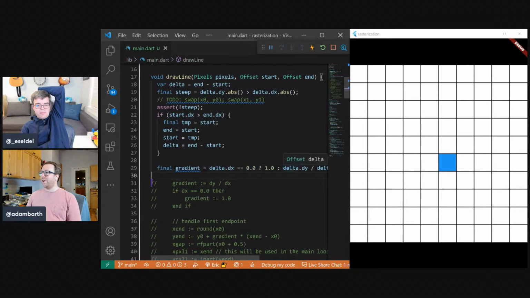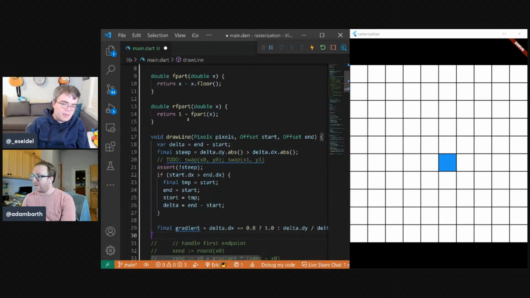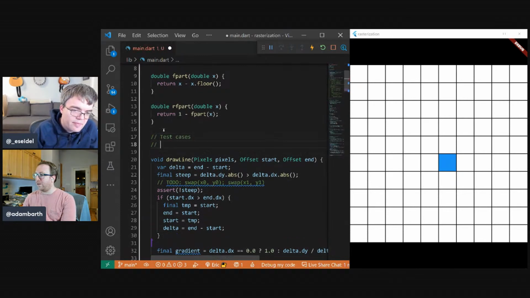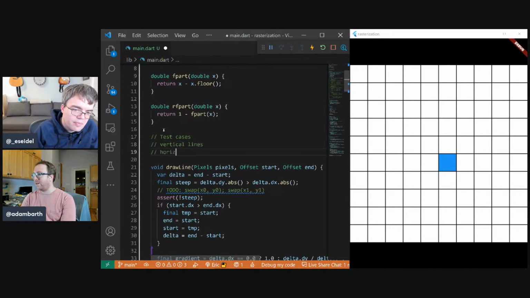Well, this would have to be, if delta x is 0, this is a vertical line, which is going to have to be steep, which we've asserted that it's not steep. So I don't think this can actually happen for us. Or maybe it can only happen if the line is 0 length. Anyway, it's fine. If we were actually going to ship this, we'd have test cases: vertical lines, horizontal lines, zero length lines.